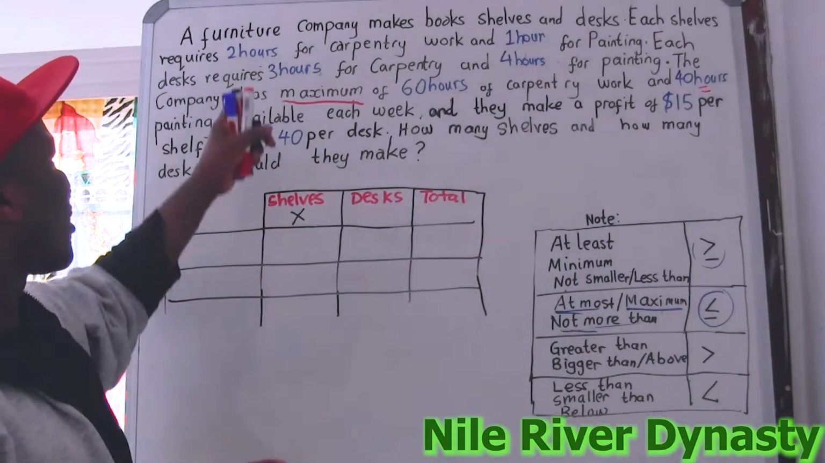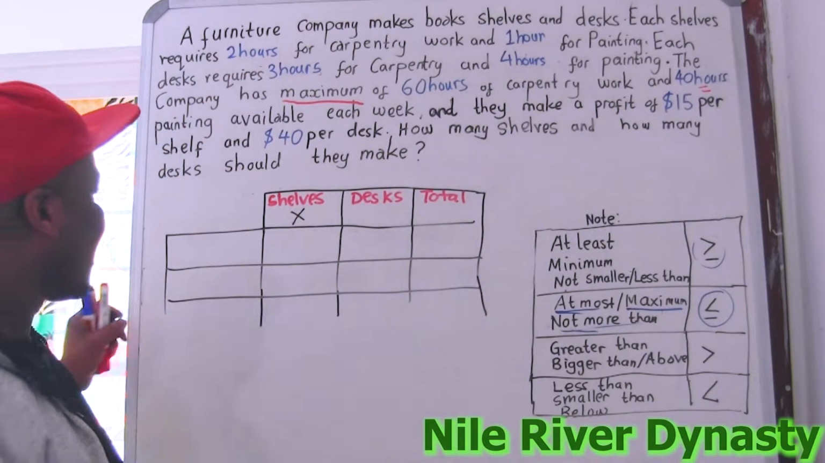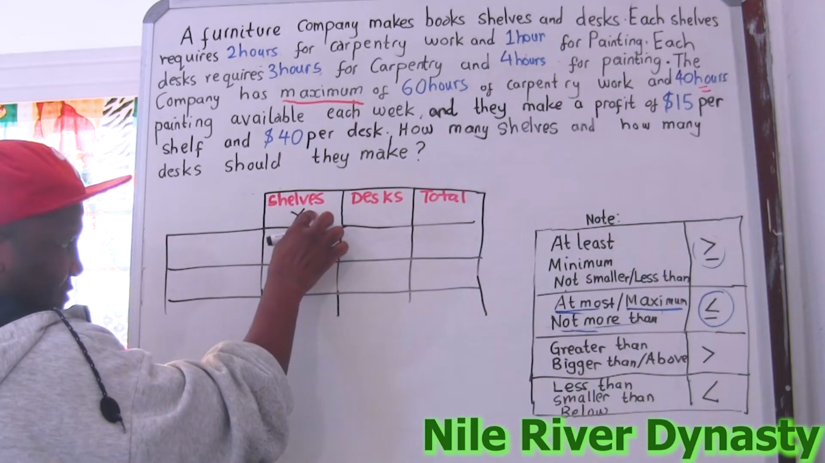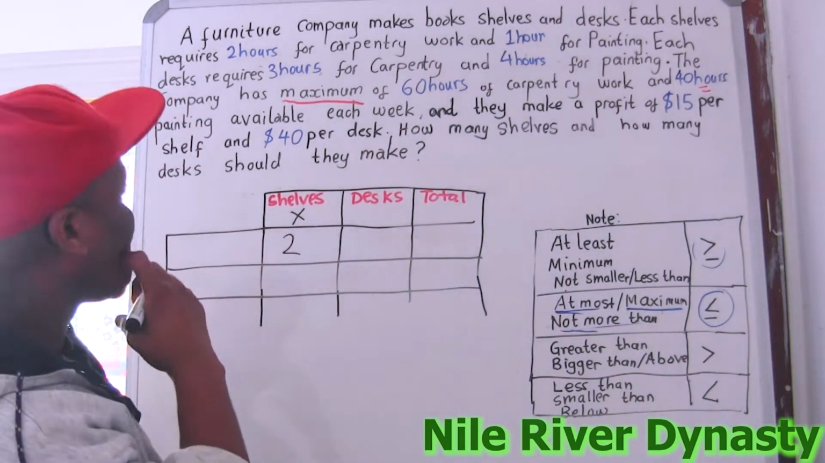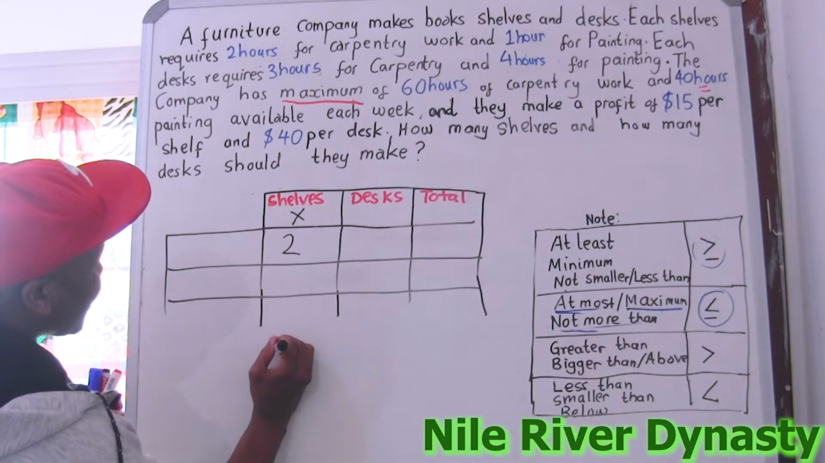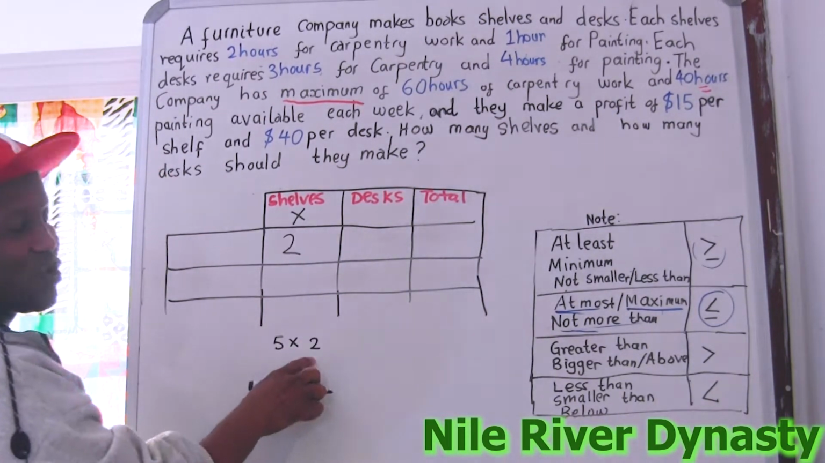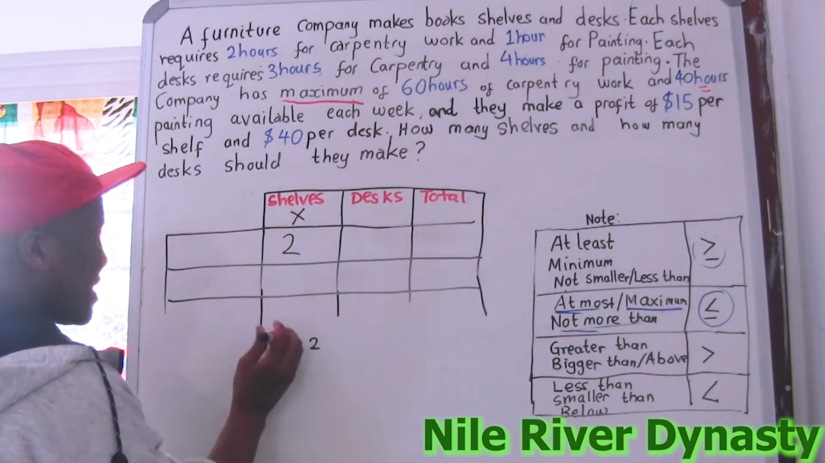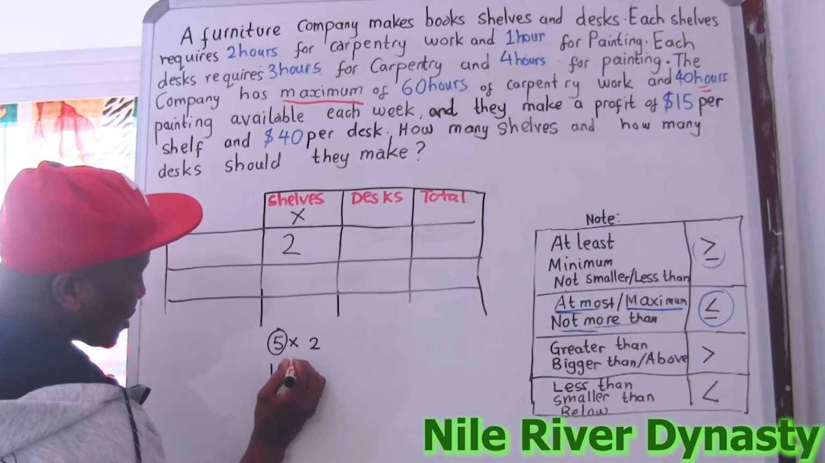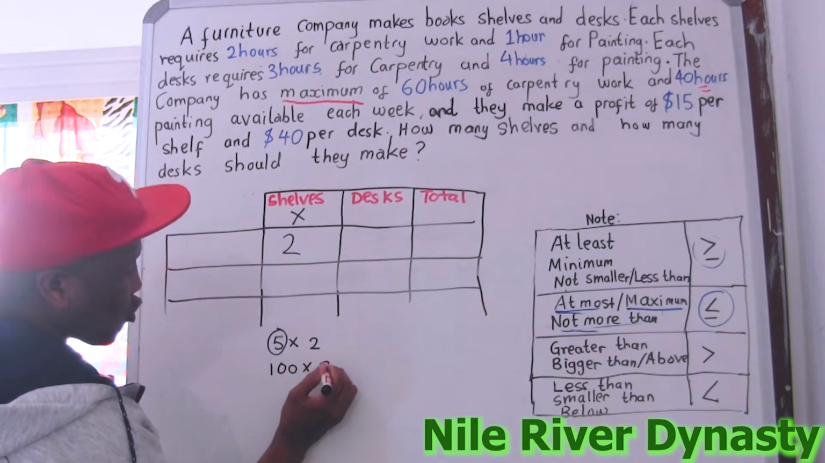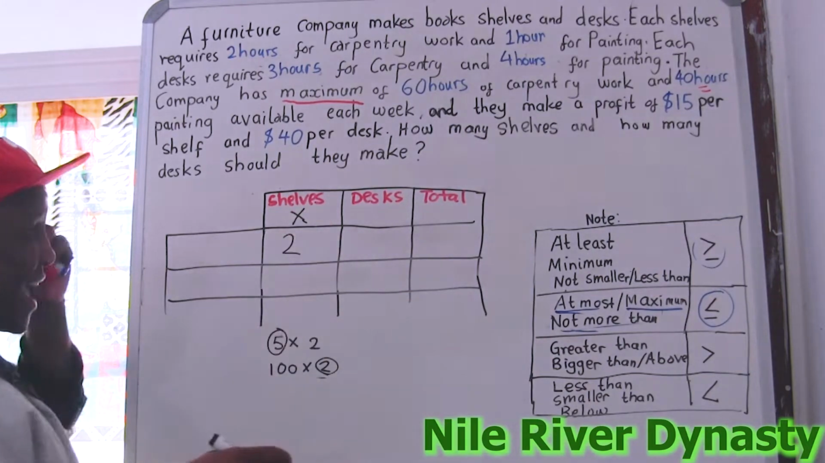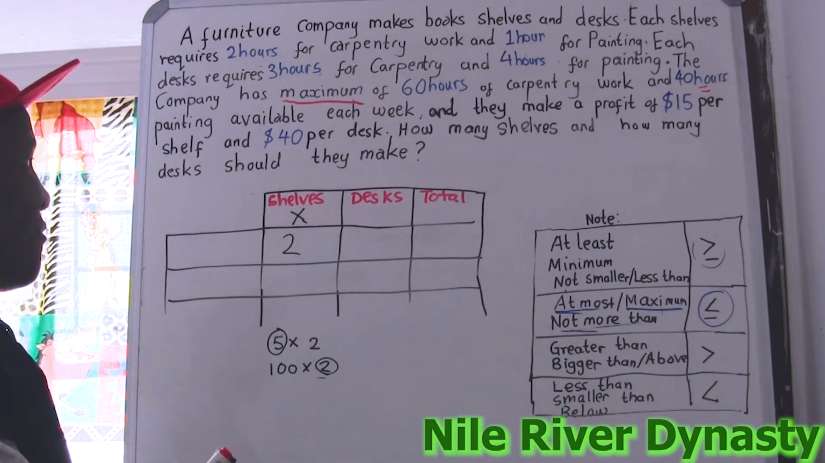So each shelf is going to require 2 hours. If you make X shelves, here is going to be 2 times X, because each shelf takes 2 hours. If I make 5 shelves, it's 5 times 2, because each one takes 2 hours. If I make 100 shelves, I must multiply by 2, because each one takes 2 hours. For now I don't know, so I call it X. X represents the number of shelves.